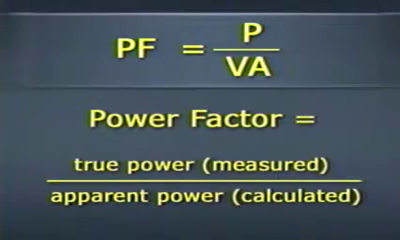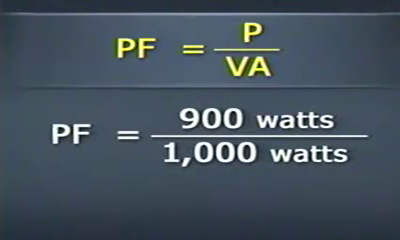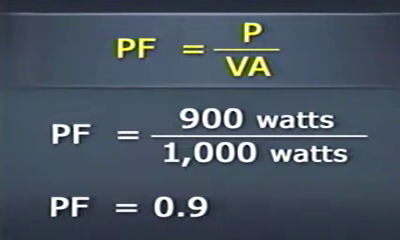The ratio of the measured power to the calculated power is called the power factor. Using our previous example, the power factor can be calculated by dividing the measured power of 900 watts by the calculated power of 1,000 watts, giving a power factor of 0.9. The closer the power factor is to 1, the more efficiently power is being utilized in the circuit.